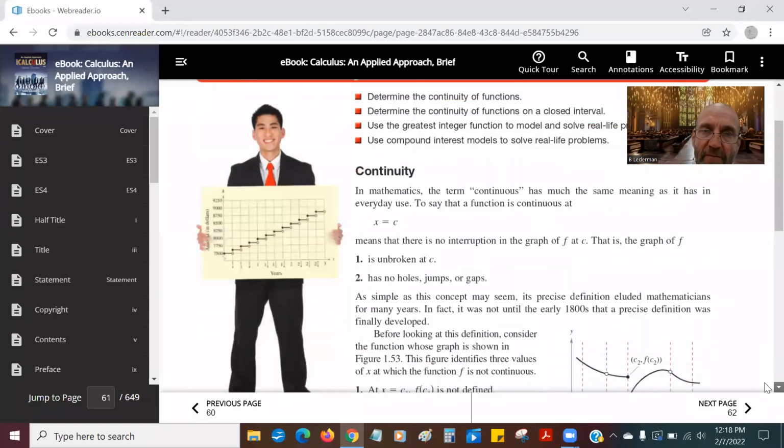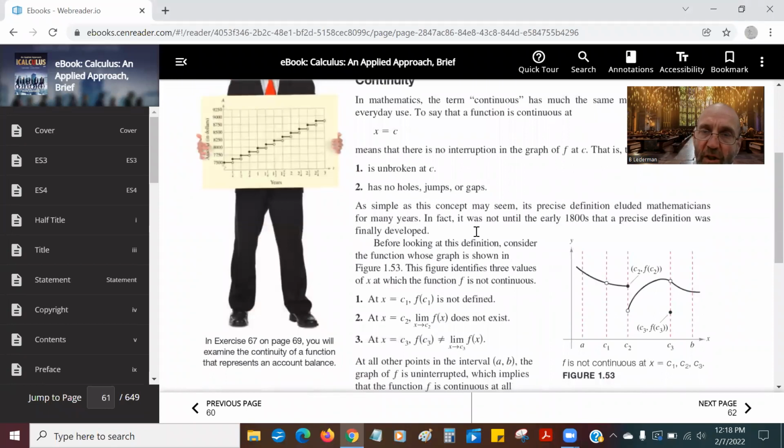It basically means that a function is unbroken: no holes, jumps, or gaps. For example, this one over here is not continuous at that point because there's a hole. Here you see it goes from there to there, it jumps, and there's a hole. Now, this one has a hole and there's no value when x equals c1. This one does have a value when x is equal to c1, but the value isn't where it belongs. You know what I'm saying?